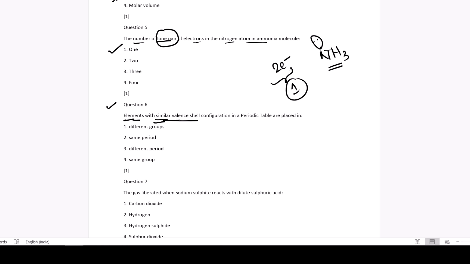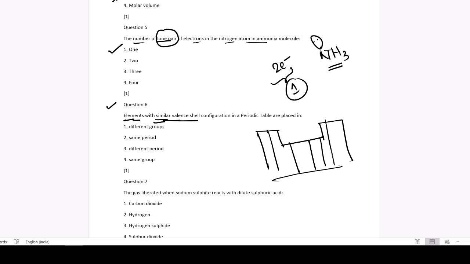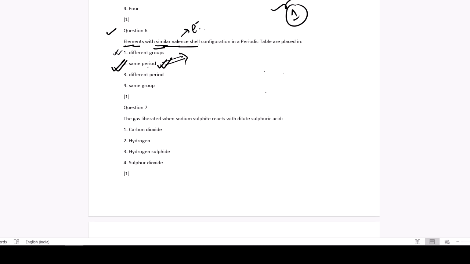So for similar valence shell, we have to know what the periods and groups are in a periodic table. If this is the periodic table, the vertical columns are the groups. Vertical columns are the groups. Here, if we see the electronic configuration, they all have a common electronic configuration. These are groups. So if we see the number of shells increases down here, I am giving you the answer, whichever I think is correct, that one.